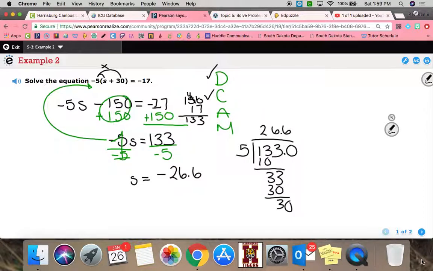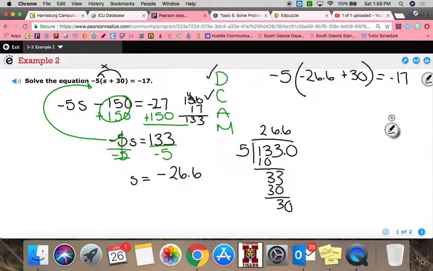To check and see if you're right, we could substitute that into the original equation. We could go -5 times the quantity -26.6 plus 30 equals -17. Okay, we could do that. So we can solve the parentheses here. -26.6 plus 30 is going to be positive something, and then multiply by -5. See if you get -17.